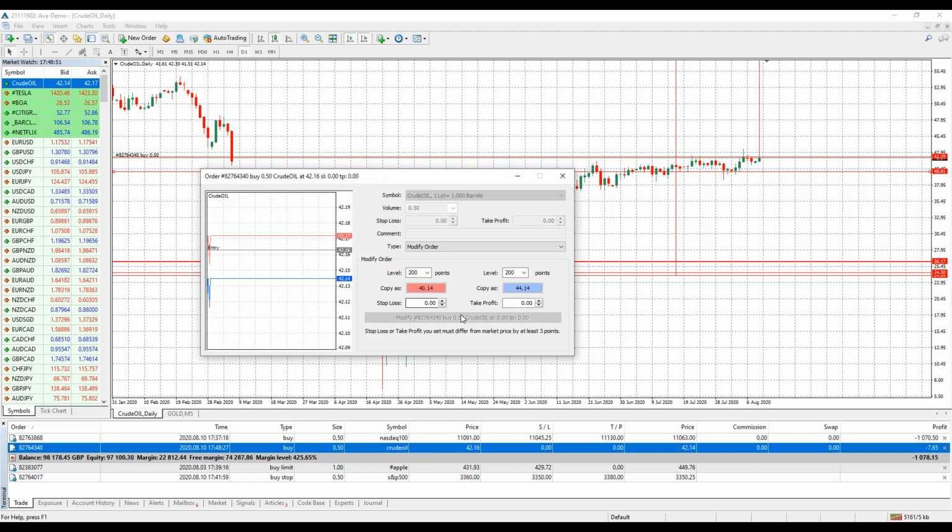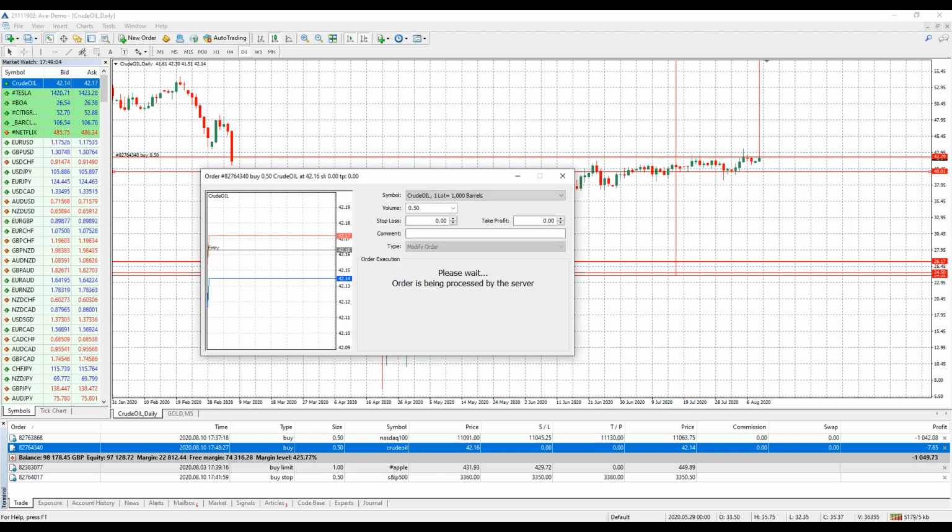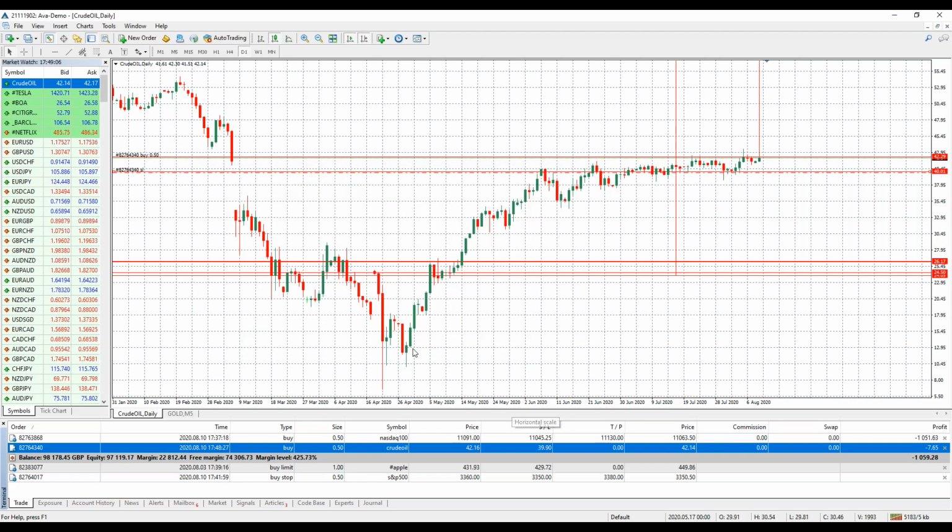So I could go oil, modify or delete, stop loss 40, or maybe we go below a round number, 39.9, then it certainly re-entered the gap and I might give up on the buy position. Take profit could be the top where we see the next major resistance level, which is here.